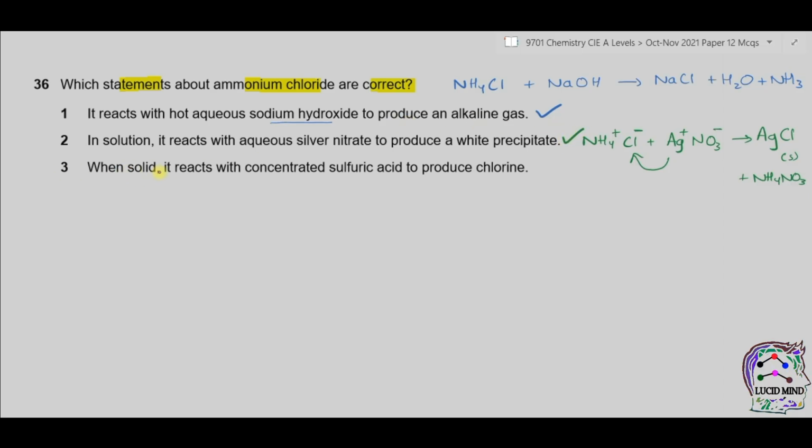Option 3, when solid, it reacts with concentrated sulfuric acid to produce chlorine. This is incorrect because in ammonium chloride we have chloride which are unable to reduce sulfuric acid. Iodide ions can only reduce sulfuric acid. As option 1 and 2 are correct, answer is therefore B.